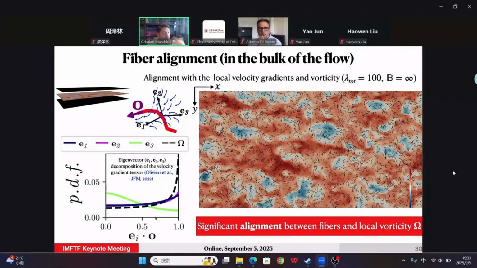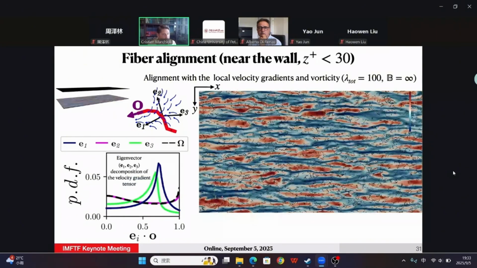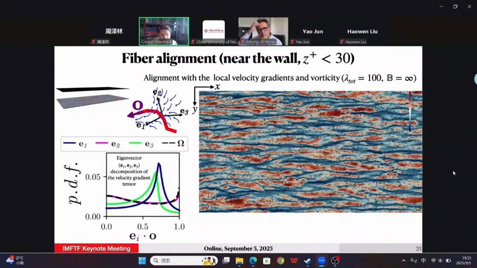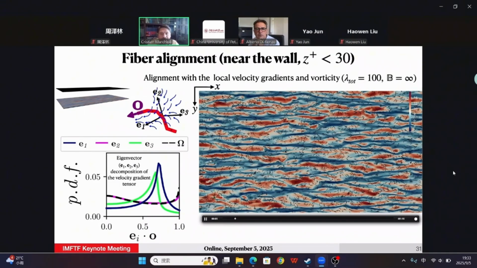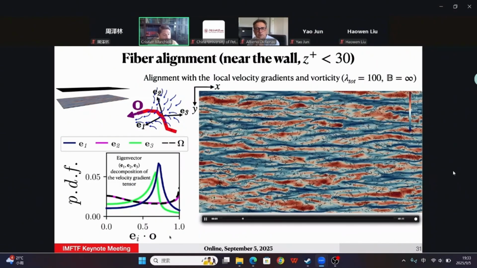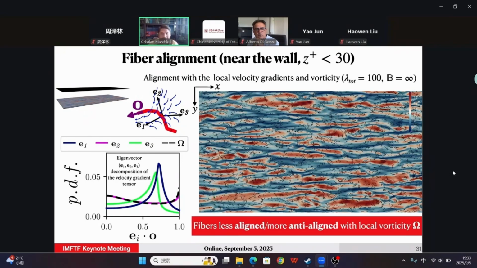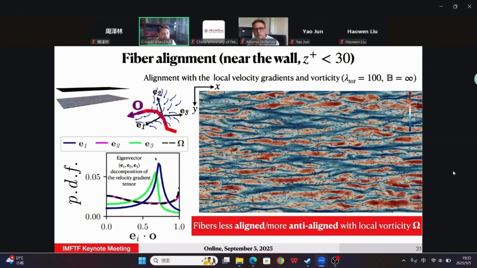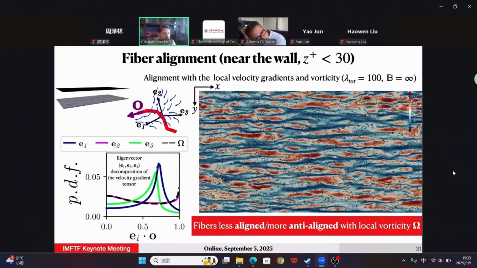Now, if you move close to the wall, because we have a channel, then something completely different happens. So here, again, these are the fibers near the wall. The color map is still the velocity, so we have the streaky structures that are well known in wall-bounded turbulence, and this is the same statistics as before. Now, what you see is that there is less alignment and more anti-alignment with the local vorticity. Again, this line here.